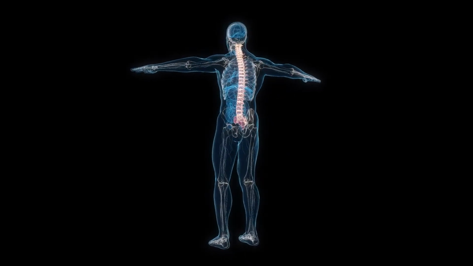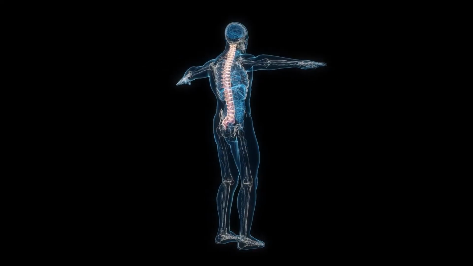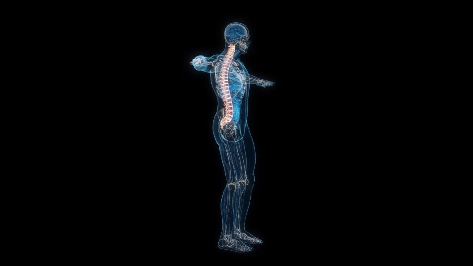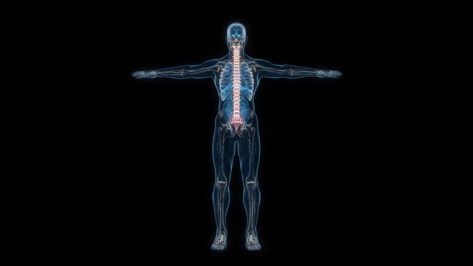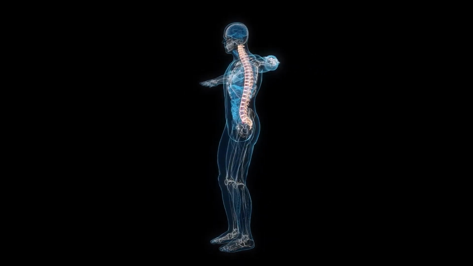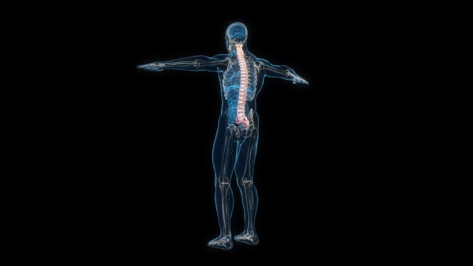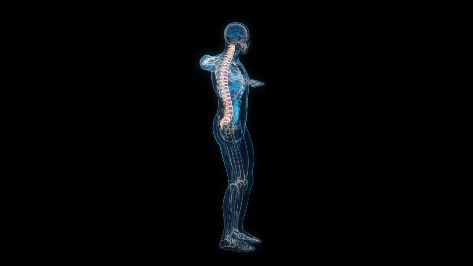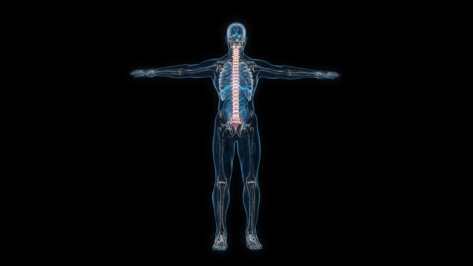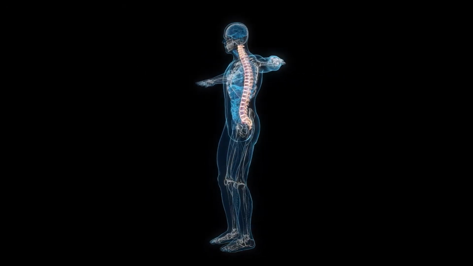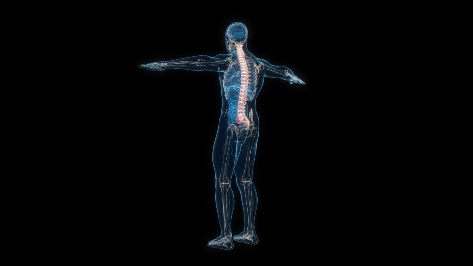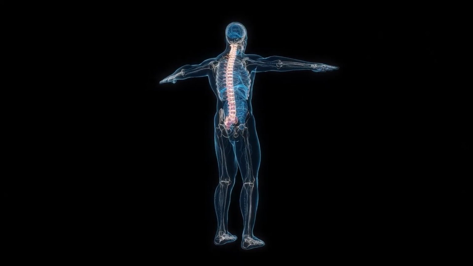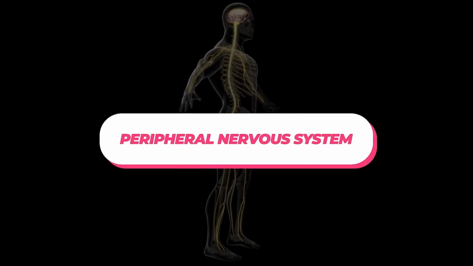The brain sends signals down the spinal cord to control the body's movements and functions, and the spinal cord sends sensory information back to the brain. The spinal cord is made up of nerve cells, neurons, and supportive cells, glial cells. The neurons are responsible for carrying messages to and from the brain, while the glial cells provide support and protection for the neurons.